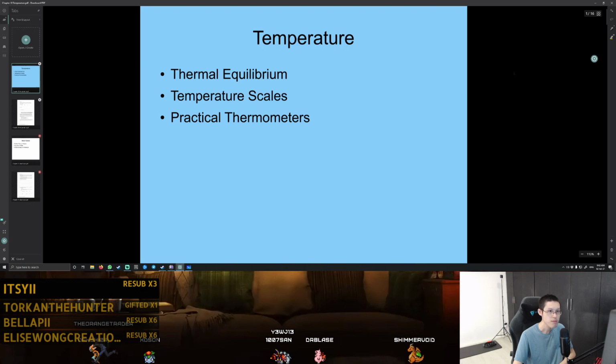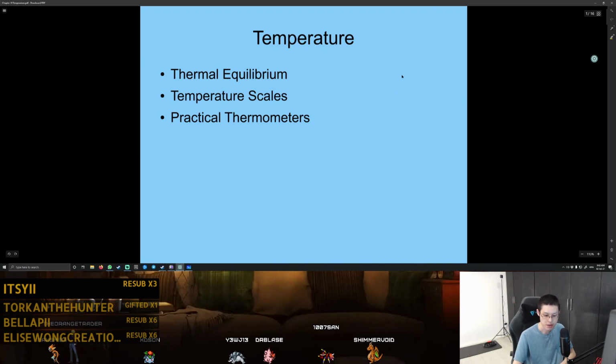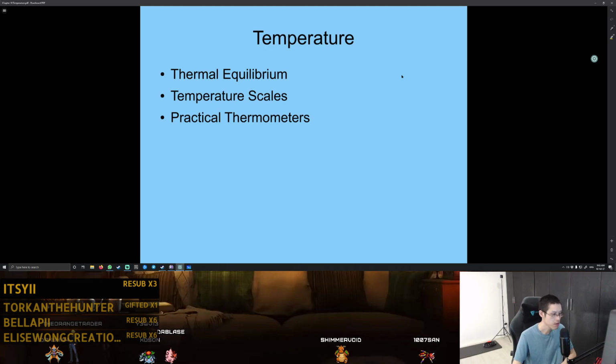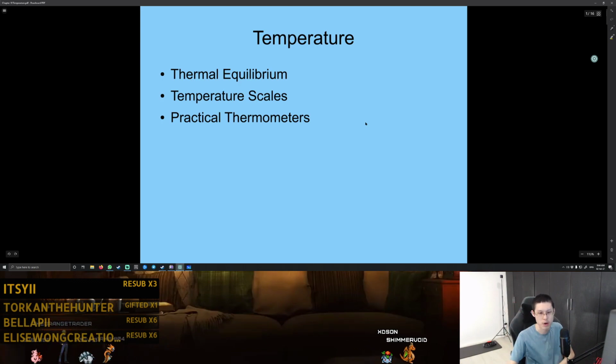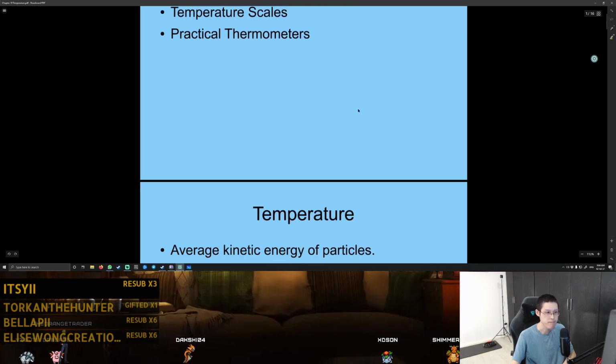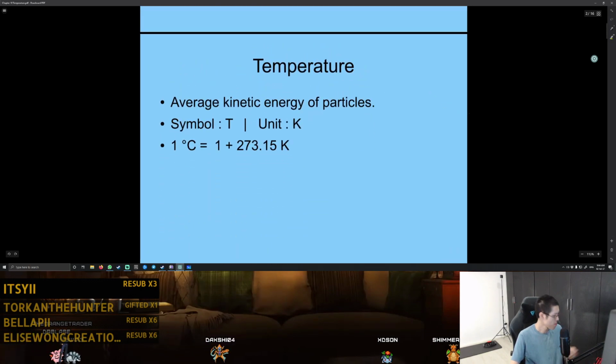So previously in the last chapter, we learned that the temperature of an ideal gas depends only on the mean kinetic energy, right? So how exactly do you measure temperature? How do you calibrate the mercury in glass thermometer, and what are the different kinds of thermometers?